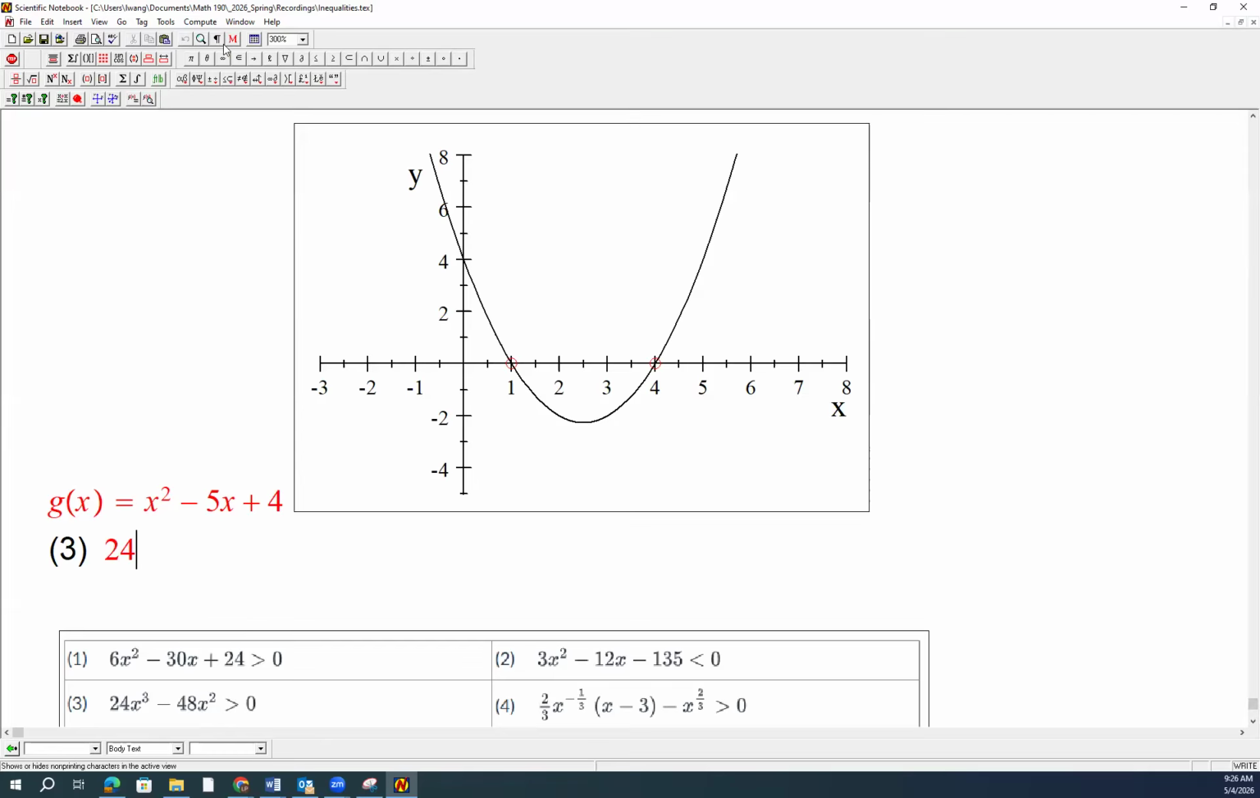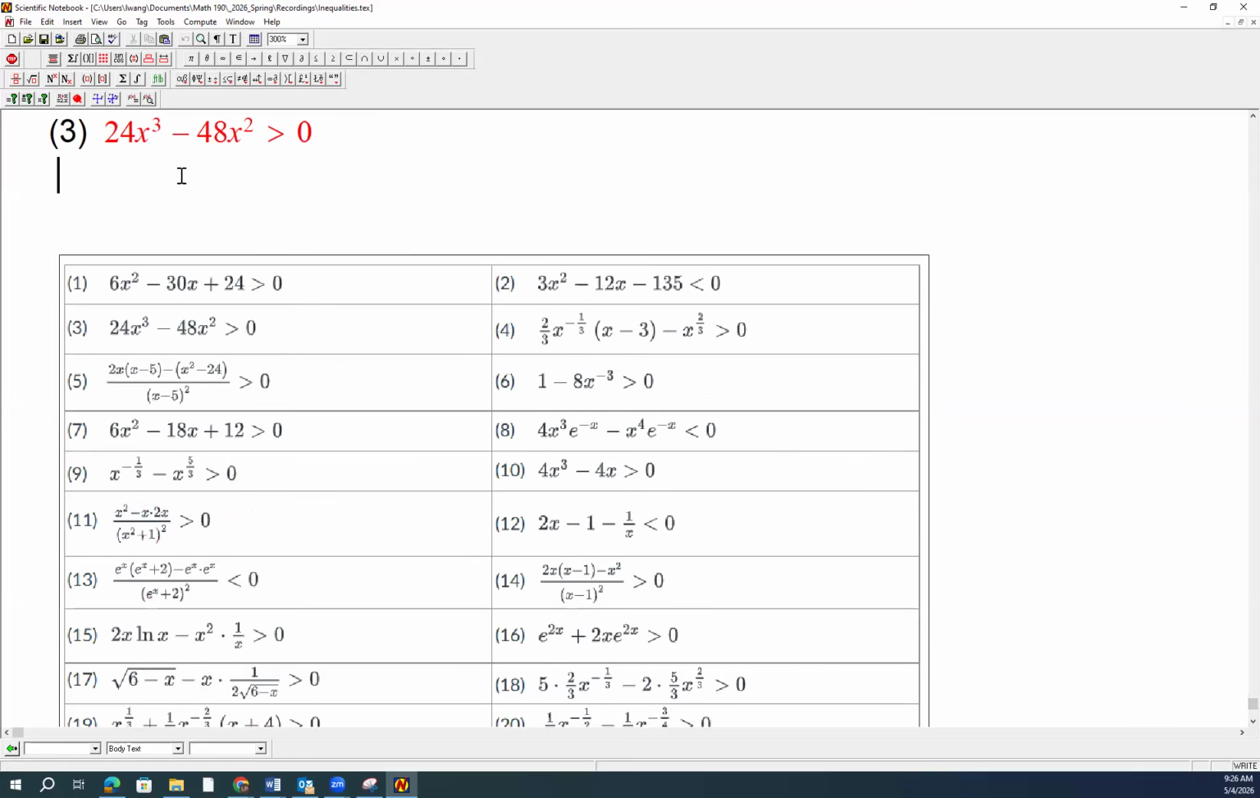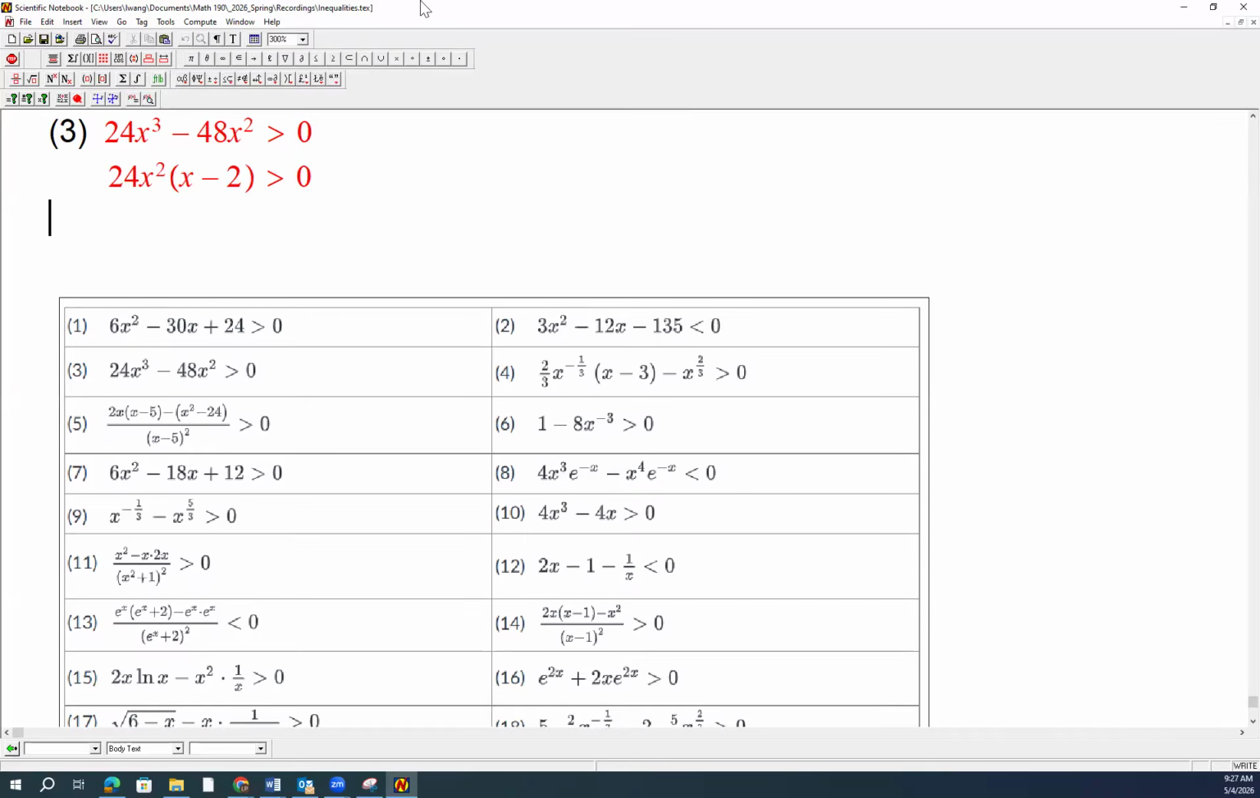Okay, so we got 24x to the power 3 minus 48x squared. There we go. And we want it to be positive. And first thing, of course, you're going to factor. I'm going to factor out 24x squared, and inside the parentheses, I would just have x minus 2, greater than 0. And by the time you get to this point, actually, this question becomes easier than the previous one. So let me show you how.